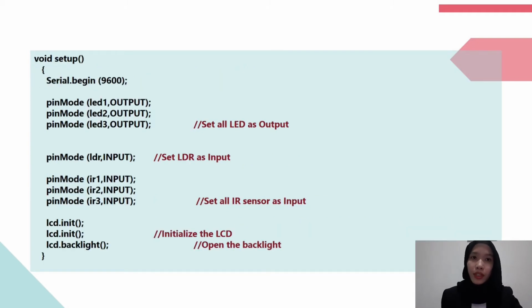After that, in the void setup, we include Serial.begin(9600) to open the serial and set the data rate to 9600 bits per second. Next, we use pinMode to set all LEDs as output, the LDR as input, and the IR sensor also as input. To initialize the LCD, we include lcd.init, and to open the backlight of the LCD, we use lcd.backlight, and that is all for void setup.